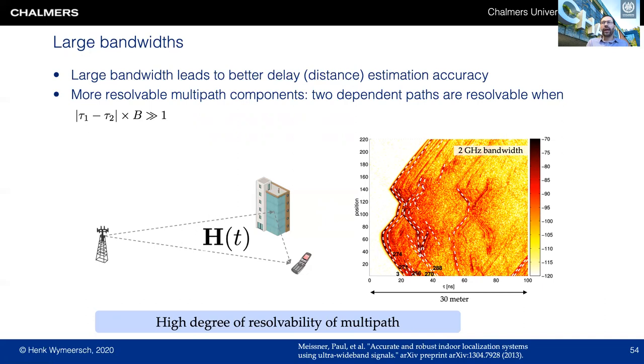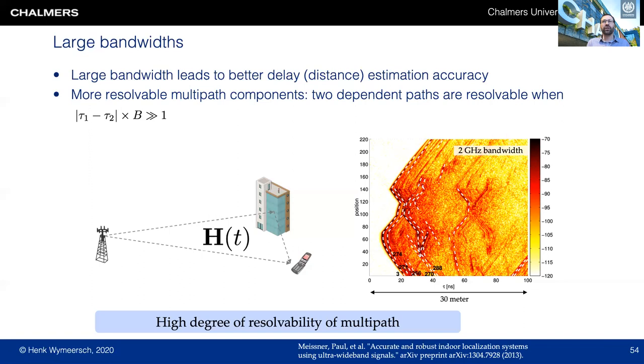And as the receiver is moving, the line of sight path, which is the first path here, is changing in terms of delay, right? Because when you get closer to the transmitter, the delay is shorter. When you get further away from it, the delay is longer. But you don't just see this line of sight path, you also see additional multipath components. You see several very strong paths, and these correspond to objects in the environment. And you can only see this when you have enough bandwidth available. So here this was for 2 gigahertz. So what large bandwidths buy you is a higher degree of resolvability of multipath. You see paths arriving at separated delays. Good for positioning.